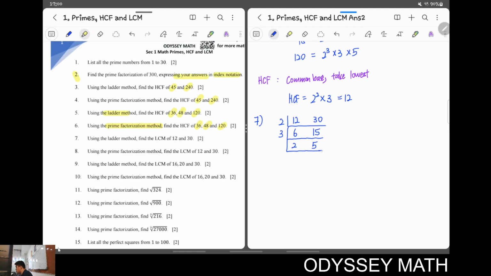And what we're going to do here is ask ourselves, can we find any numbers that can divide both 2 and 5 nicely? Cannot, right? No more already. We can't find any more prime numbers to divide 2 and 5 nicely. So we stop here and then we multiply the numbers here vertically.